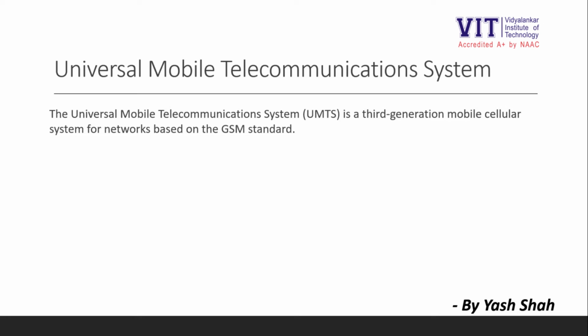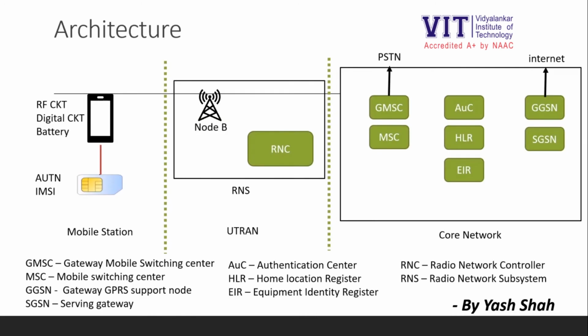So when we move to the architecture, we have to keep in mind that it is quite similar to the GSM architecture. The architecture, again just like GSM, has three parts. First is the mobile station. Mobile station has two units. One is the user equipment, that is the cell phone, and the other is the SIM, that is the subscriber identity module.